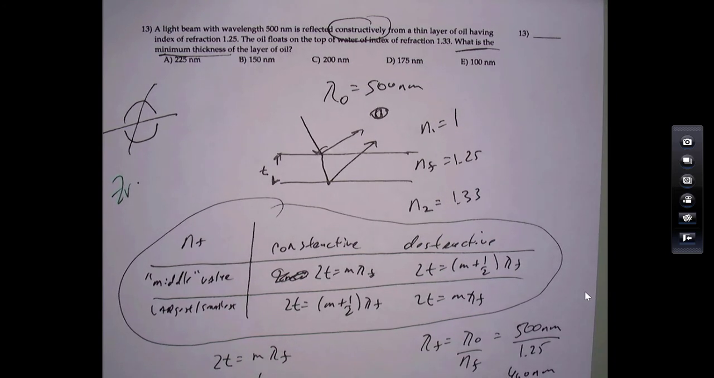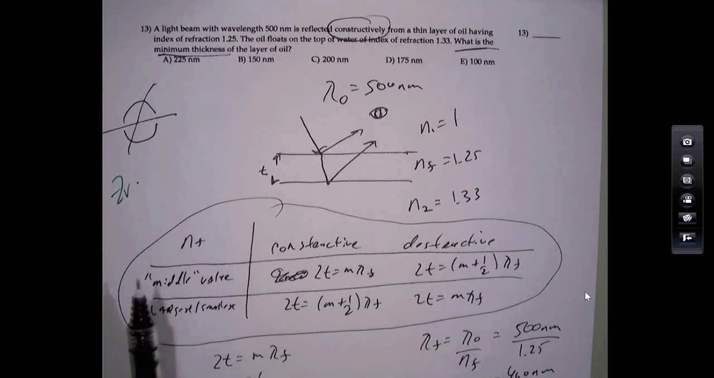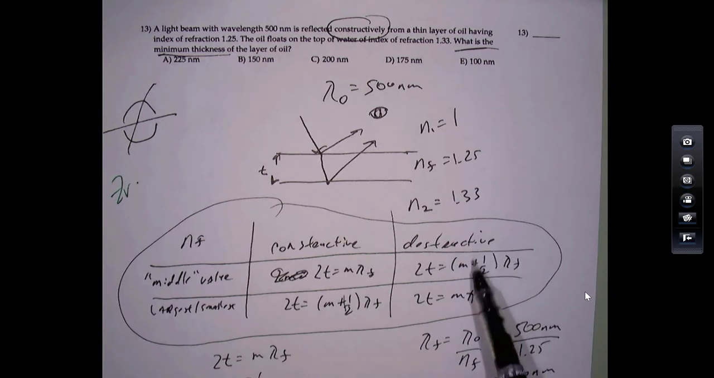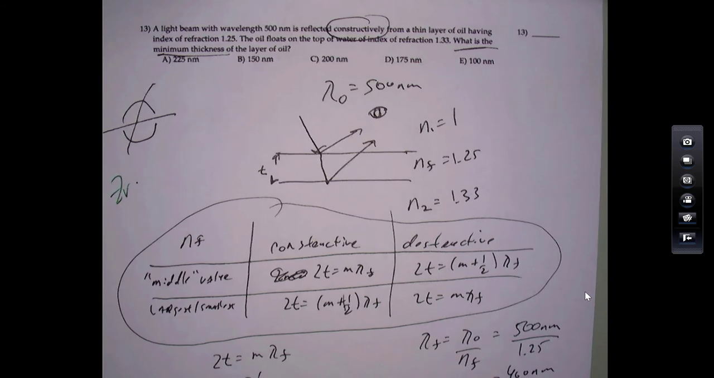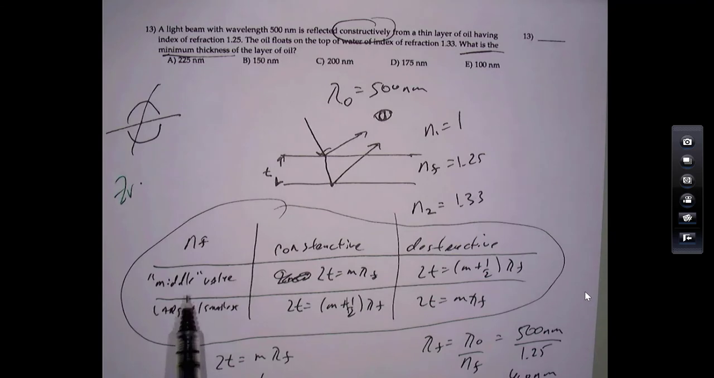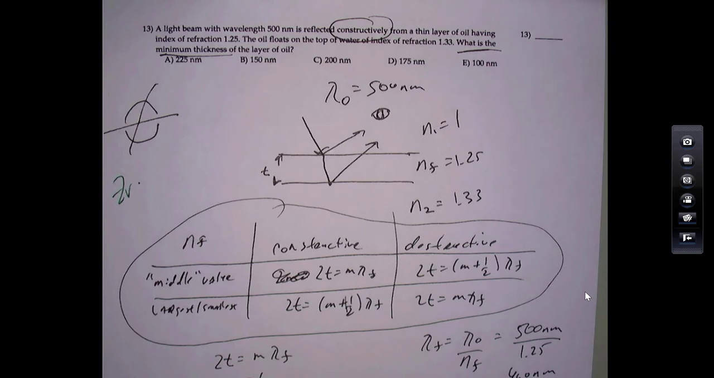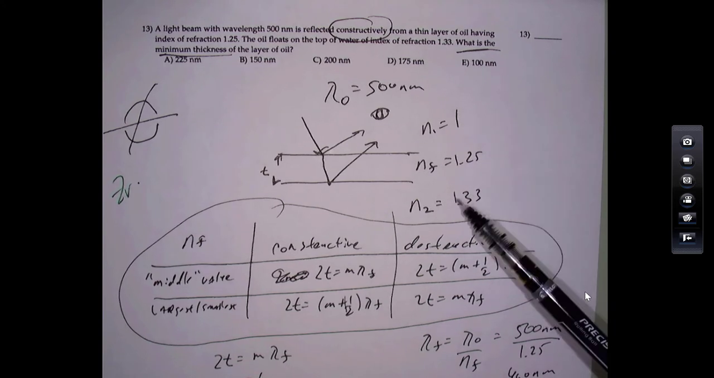Now if you don't want to go through every time and decide about these phase changes, I've made this little chart before. I did this for the homework. So this is the index of refraction of the film. This column is constructive interference. This column is destructive interference. So if the index of refraction of the film is the middle value, now that doesn't mean literally that it's in the middle. It means the middle value. It's bigger than one of them, but smaller than the other one. So it's the middle value.